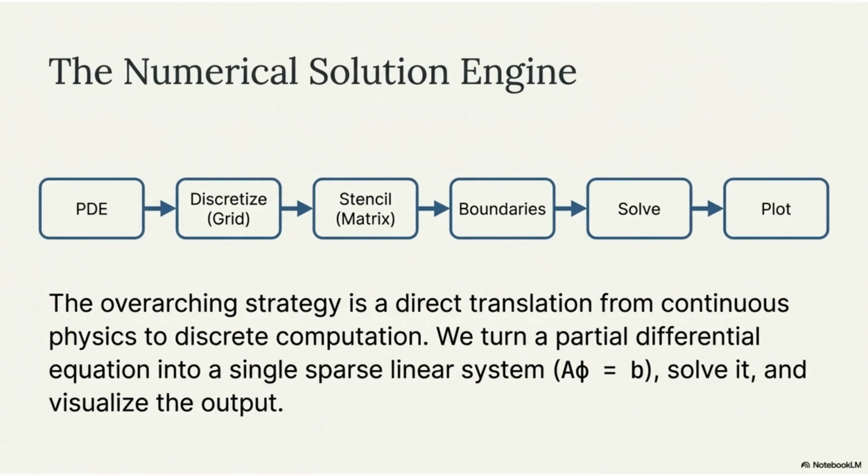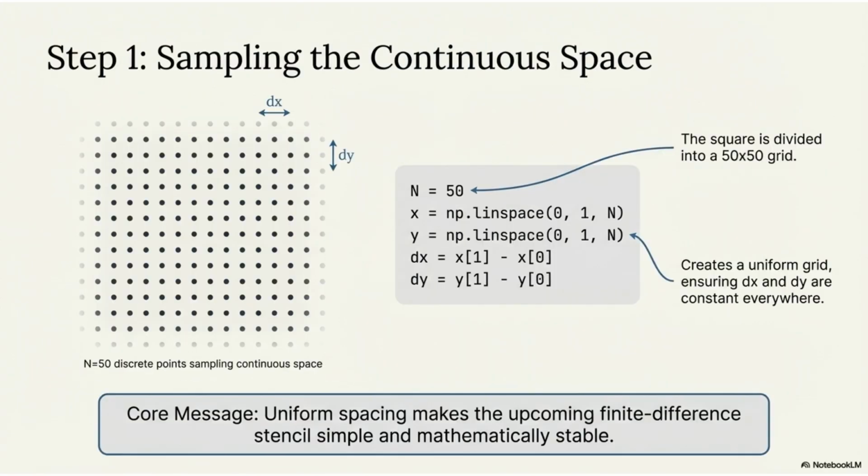The overarching strategy is to translate the partial differential equation into a single sparse linear system. We discretize the domain, form the stencil matrix, apply boundary conditions, solve the system, and then plot the output. Step 1 is sampling the continuous space by dividing the square into an n times n grid, here 50 times 50. Uniform spacing, set by dx and dy, simplifies the finite difference stencil and improves mathematical stability.